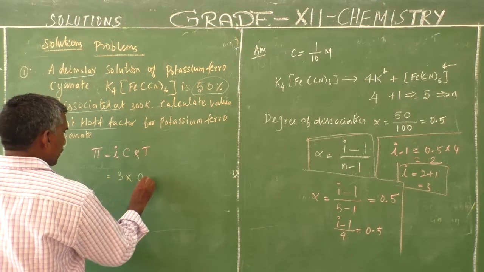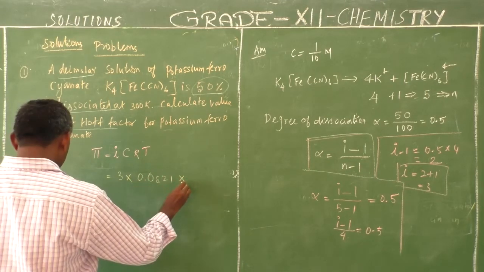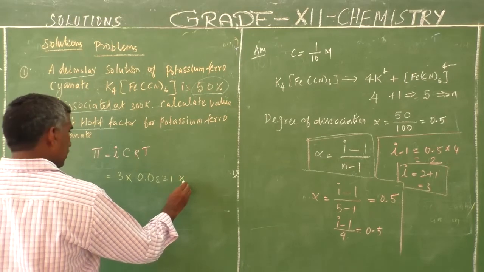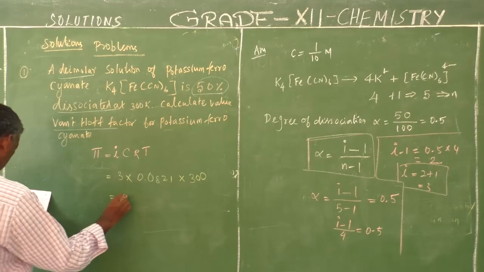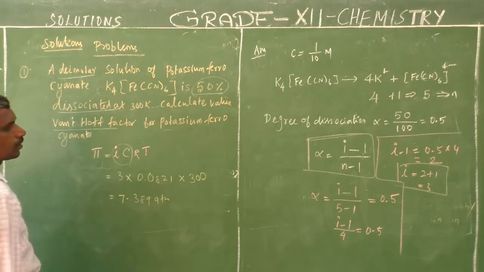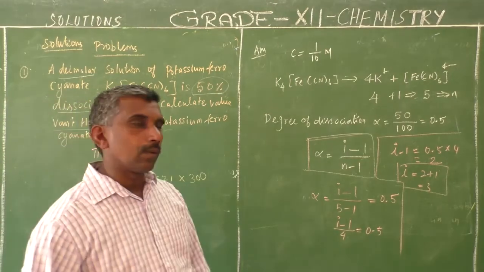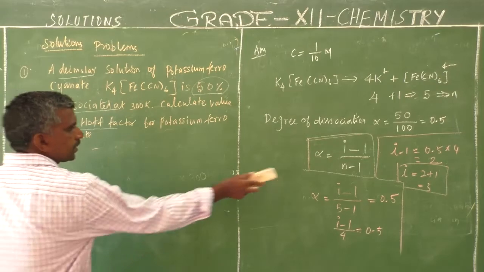R value is 0.0821 liter atmosphere, temperature 300 K. What is the value? 7.389 atmosphere. Okay, that's all. This is one question. This is a board question.